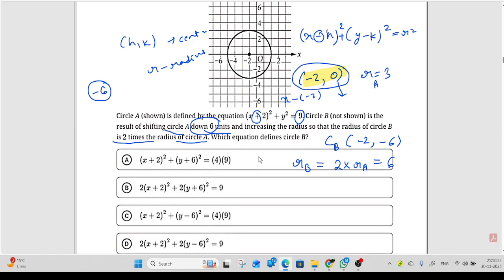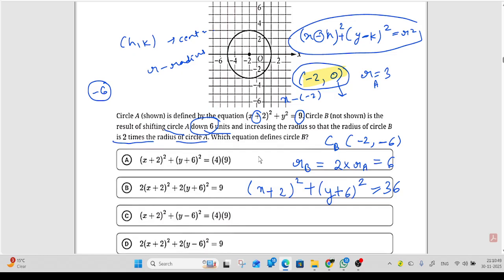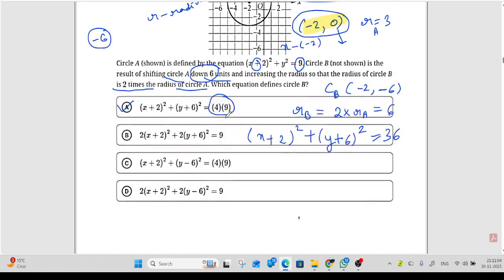Now we can write our equation. This is my general equation. I plug in the center and radius. I got the equation: x minus, this is minus 2, so minus minus will become plus 2 square, plus y minus minus 6, so this minus and this minus will give you plus 6 square, right? Is equal to radius square. Radius is 6, so 6 square is 36. So if you check here, which option is right? So x plus 2, this 4 times 9 is 36. So option A is correct, right? Yeah, that's our correct option.